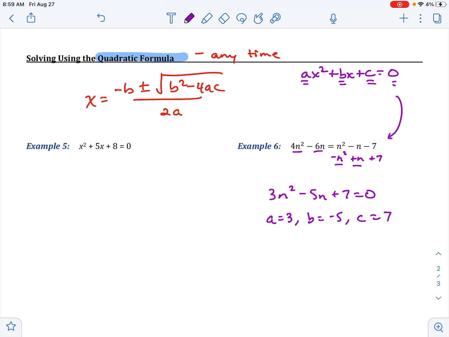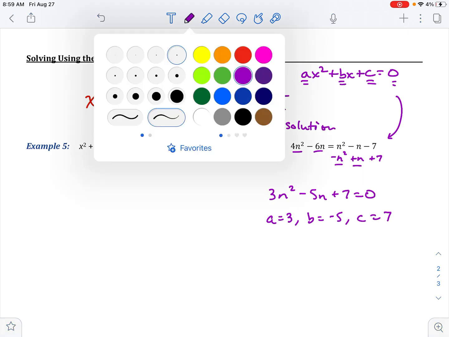After that, it really just comes down to plugging in. The only other thing that I'm going to talk about, because we're dealing with a radical here, is if you ever get the square root of a negative number, remember that we're not using the idea of i, so therefore we would end up saying that there is no solution. All right, let's go through an example here.